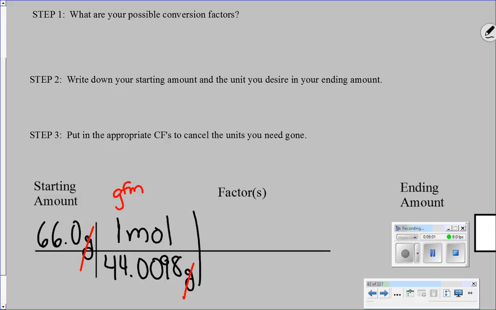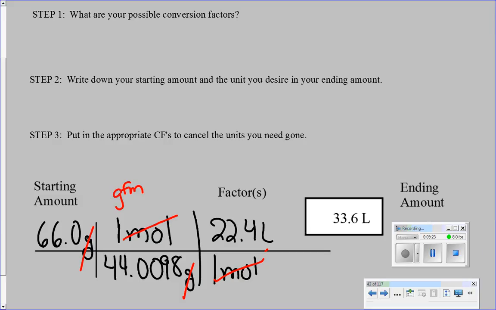My next factor is where I'm going to actually be able to take moles into liters, which is what I want to end up with. So I'm going to put 1 mole on the bottom and 22.4 liters on top. My moles will cancel out. So you're going to do 66 times 22.4 and divide that by 44.0098. And you should get 33.6 liters, 3 sig figs in that.